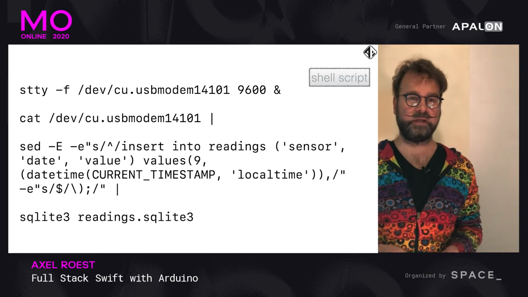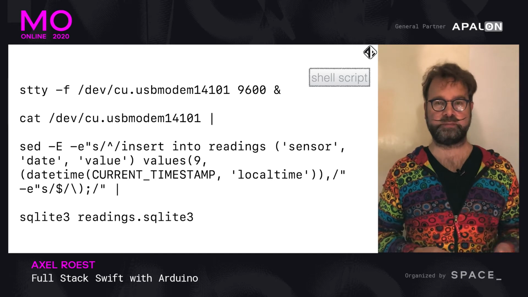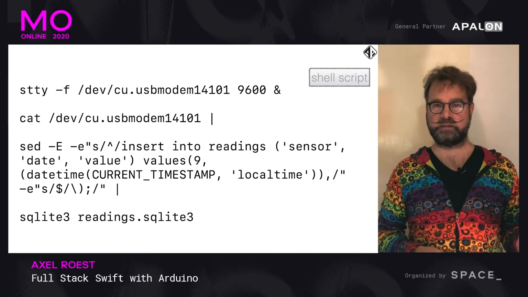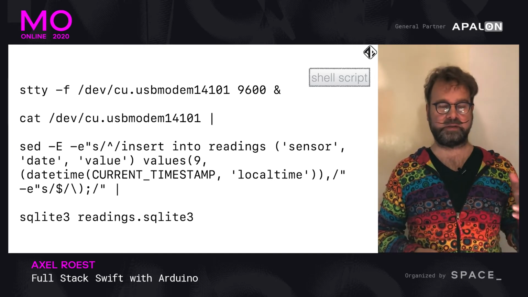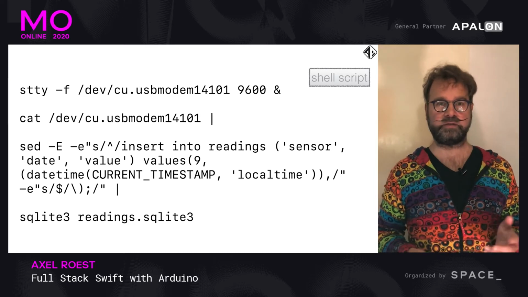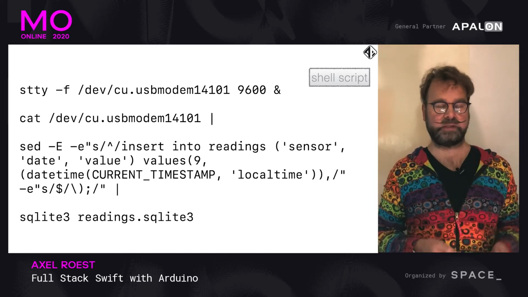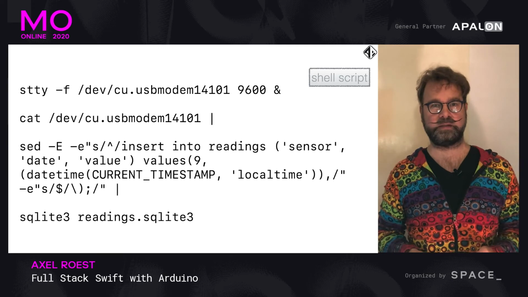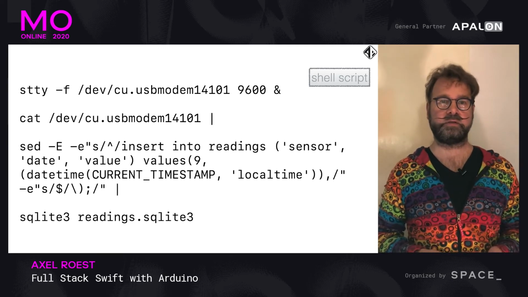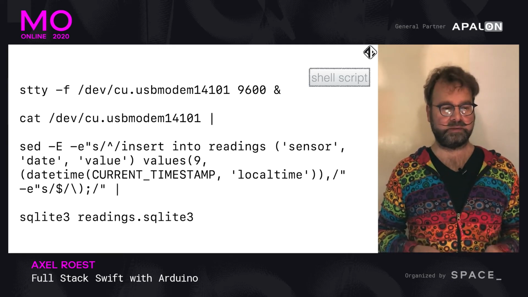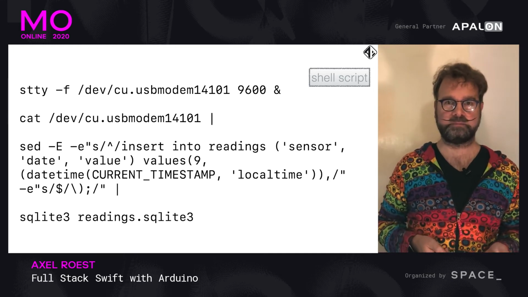And on the top you see an STTY program which sets the baud rate. And then you cat the device, the modem device, and you pipe it through SED, stream editor. You do some things with it, and in the end you pipe it through SQLite, and it is inserted into the database. But this is arcane knowledge.